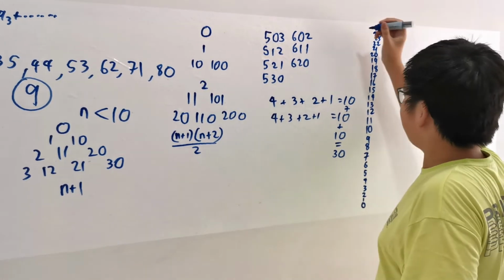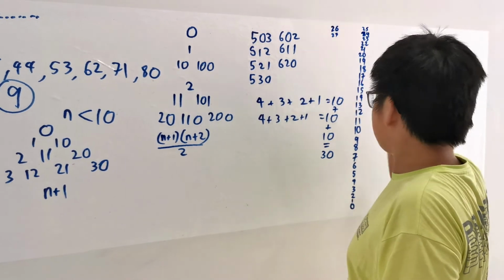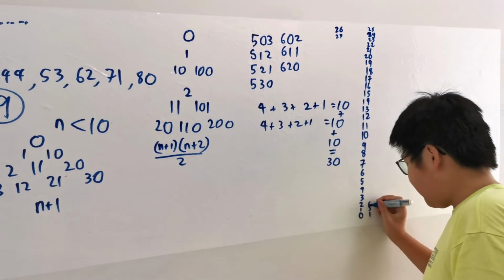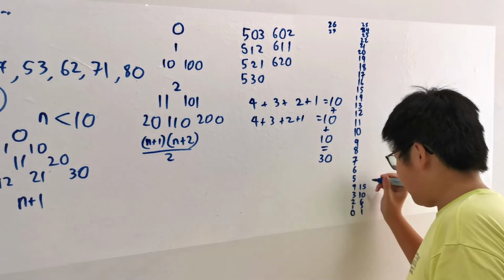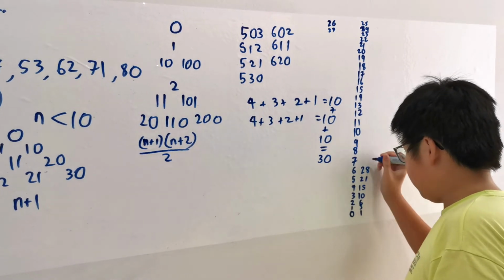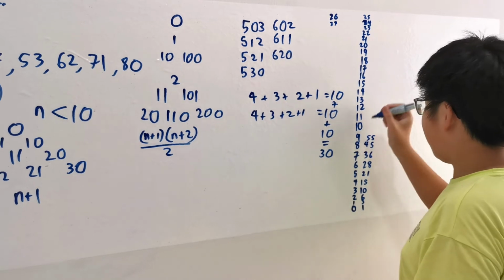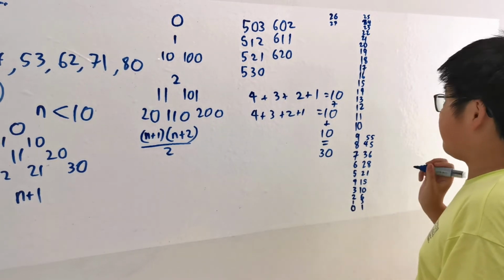Whoops! Then we have 26 and 27. We just write it down here. Now, we see 1, 3, 6, 10, 15, 21, 28, 36, 45, and 55. And from 10 to 17, things get weird.